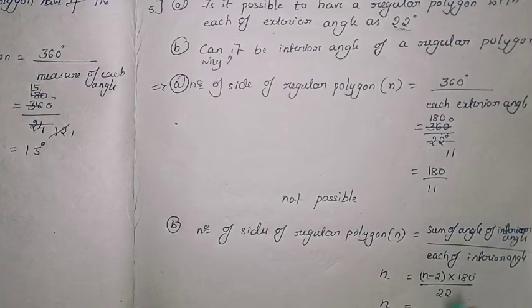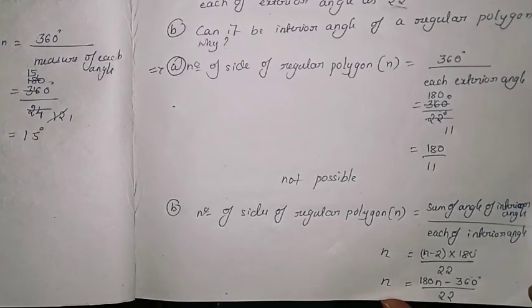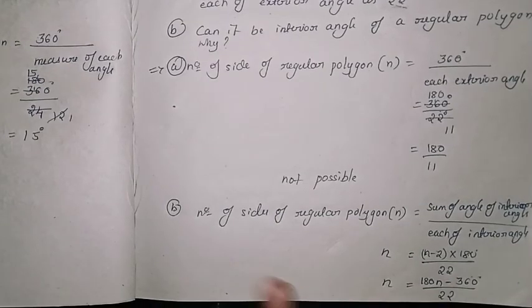So (n minus 2) into 180 is 180n minus 2 into 180, that is 360. So 360 divided by 22. You have not observed. Okay, I will solve this one here only. So you solve it properly.